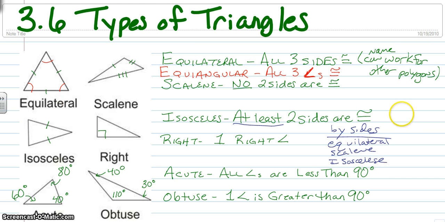If I want to talk about by angles, I can have an equiangular, a right, an acute, and an obtuse. Technically, an equiangular is a more specific type of acute triangle, since in an equiangular triangle all of our angles will be 60, but it's just another classification.